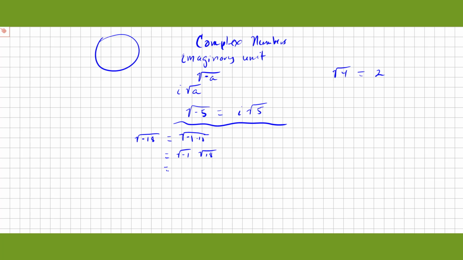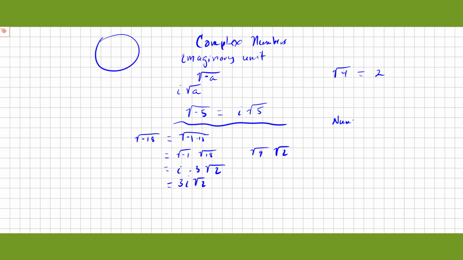And then that equals i. Now the square root of 18 is the square root of 9 times the square root of 2, right? So that's i times 3 square root of 2. So then the way that I put that in order is simply 3i square root of 2. Now where are we going with all of this?